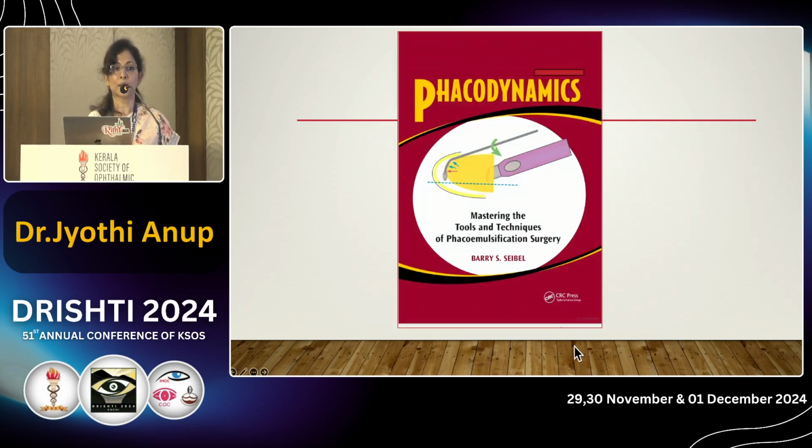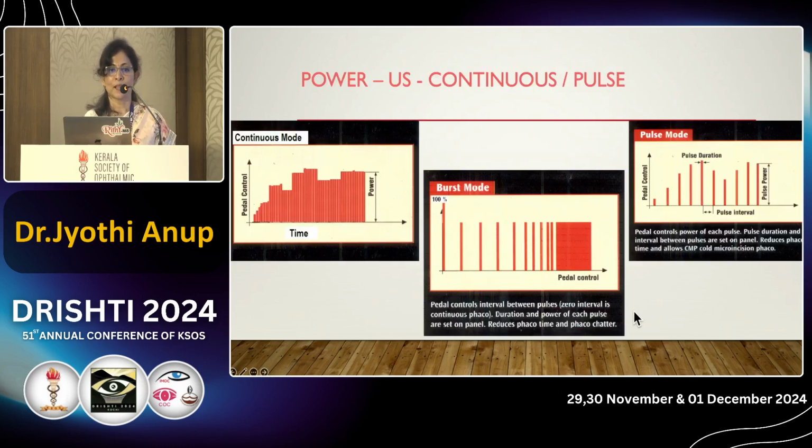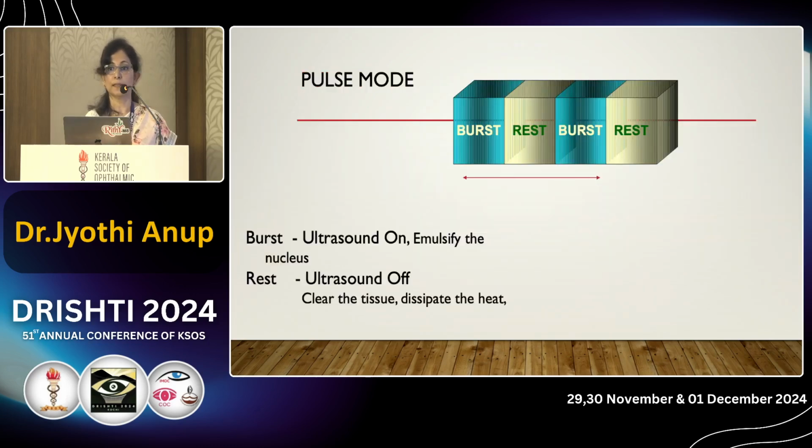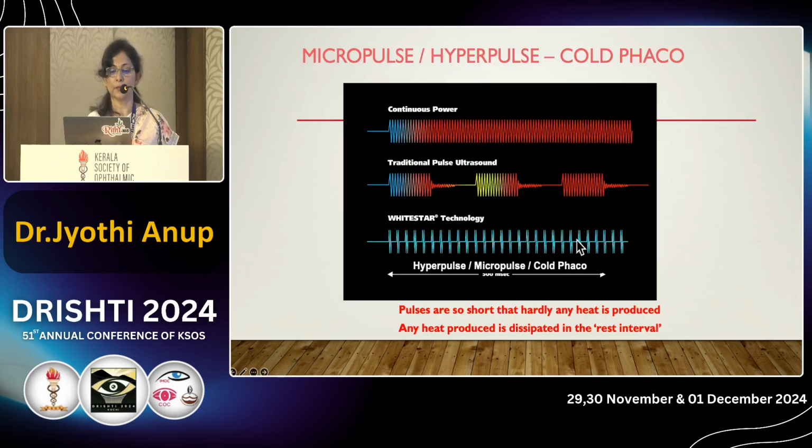And I would recommend this book for all aspiring phaco surgeons to read. And you should have some idea about your phaco machine and the various modes used. In pulse mode, that is the commonly used mode, there is a burst and a rest phase, and this comprises a duty cycle. And you can set your duty cycle in the machine. Next, another one is the hyperpulse mode. It is better to go for a machine with hyperpulse mode, where the pulses are so short that hardly any heat is produced.